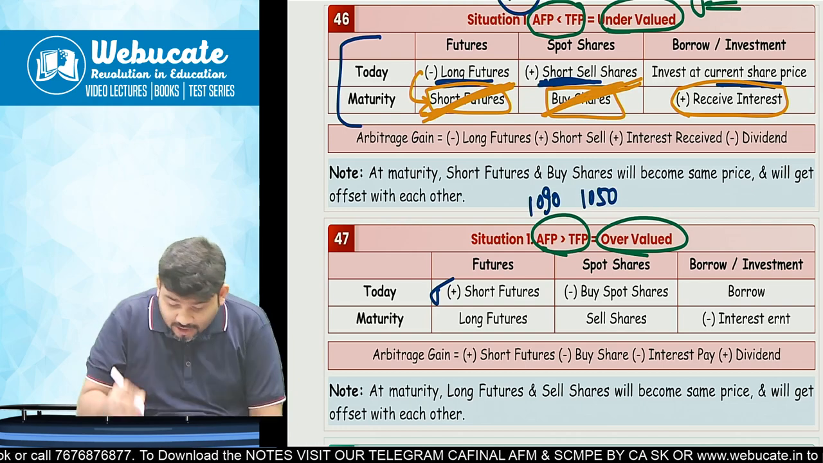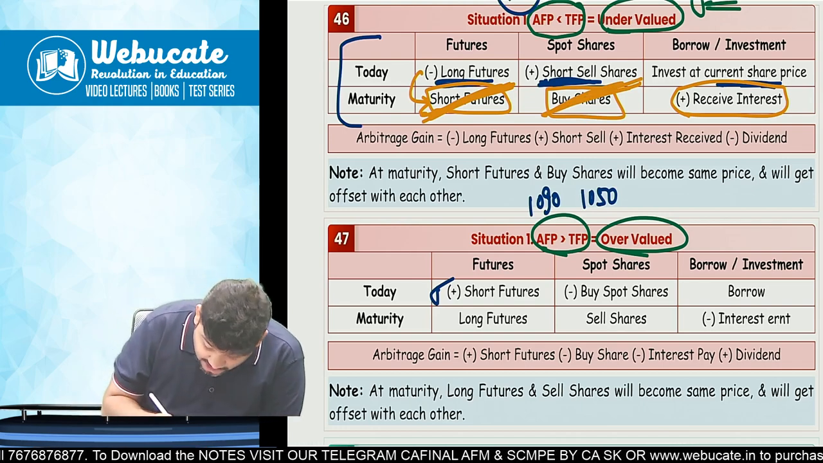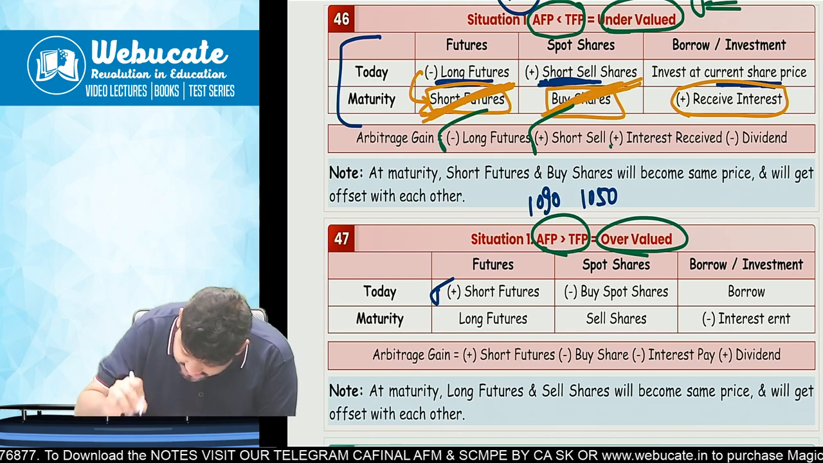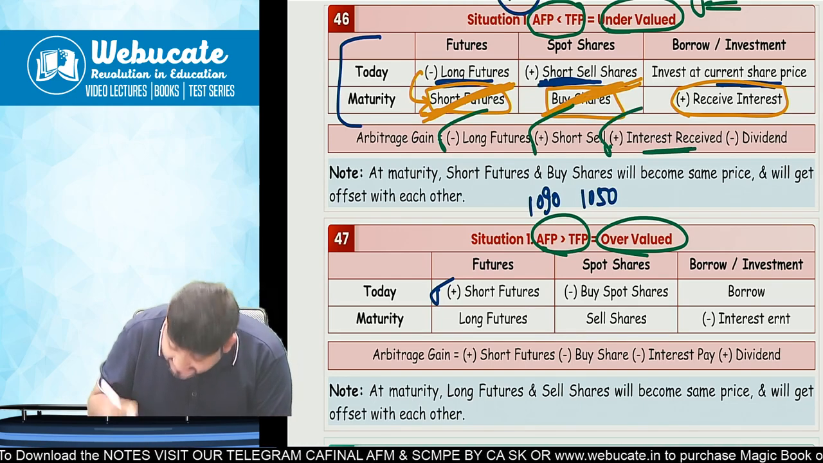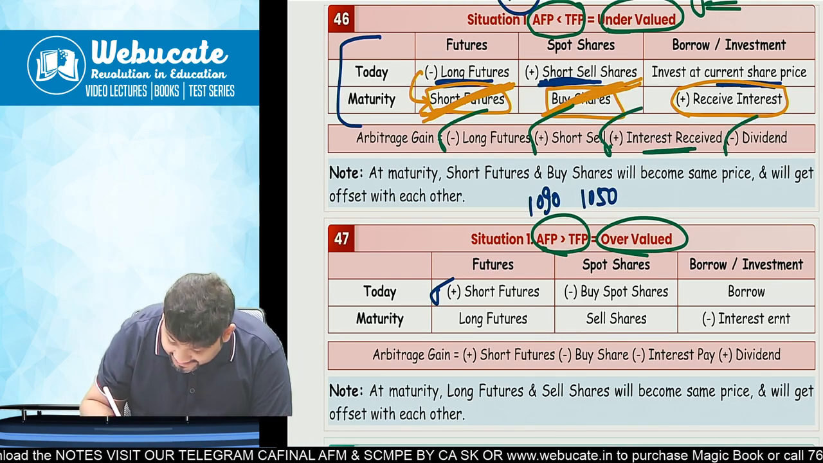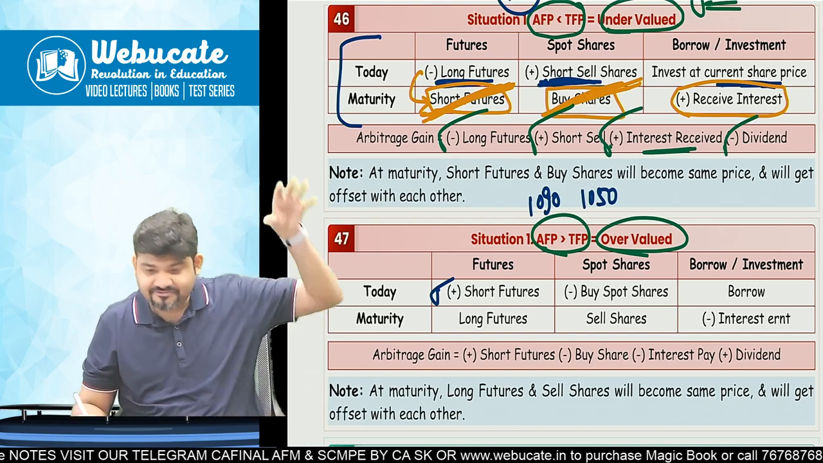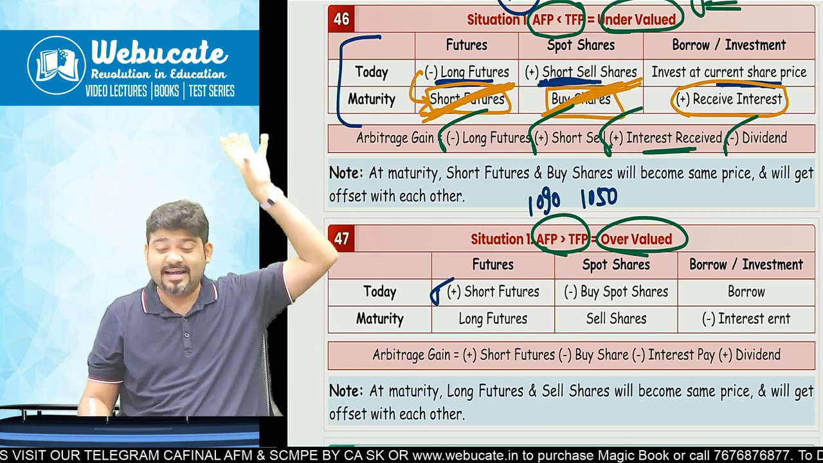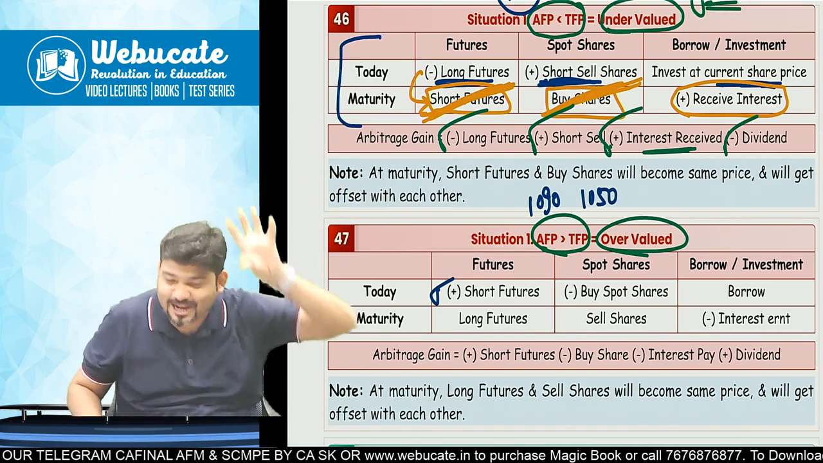So in all, what is left: long futures, short sell, add interest received. If there was any dividend, it will be reduced. And finally, you will get arbitrage gain.